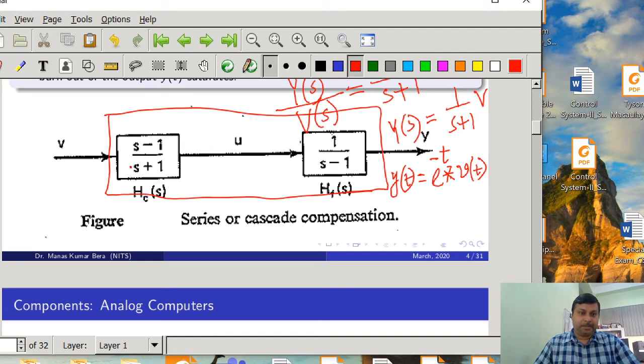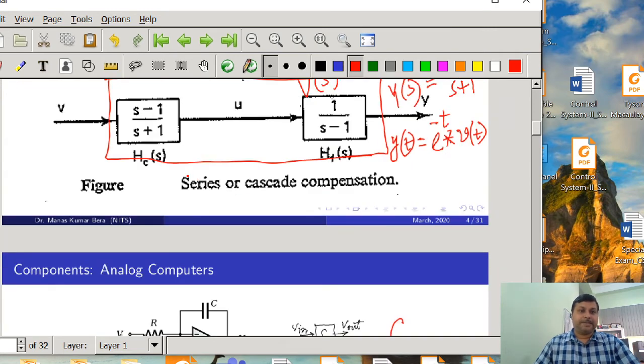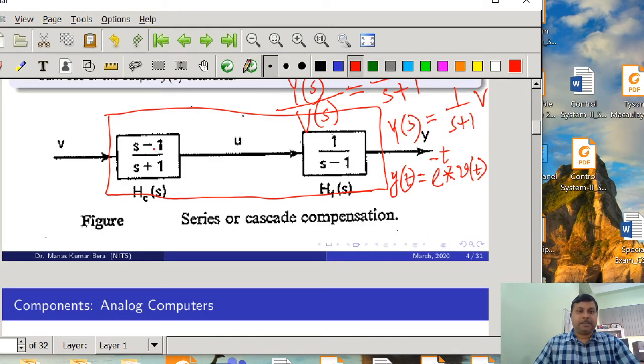We will consider HC(s) as one subsystem, that is (s minus 1) by (s plus 1), and another subsystem we will consider HF(s), that is 1 by (s minus 1). So let us try to see how each subsystem looks if it is represented in time domain.